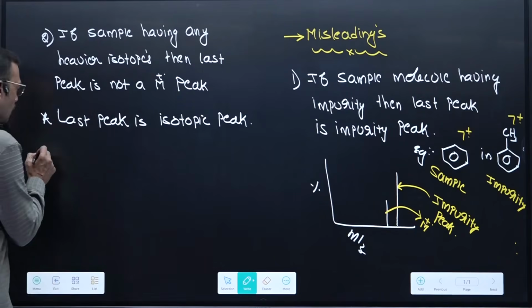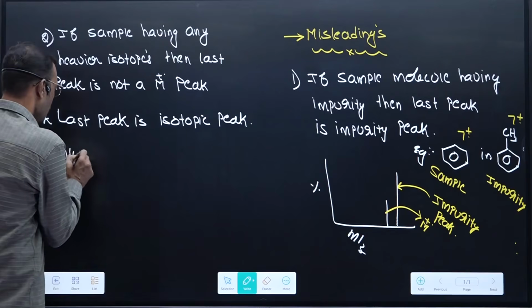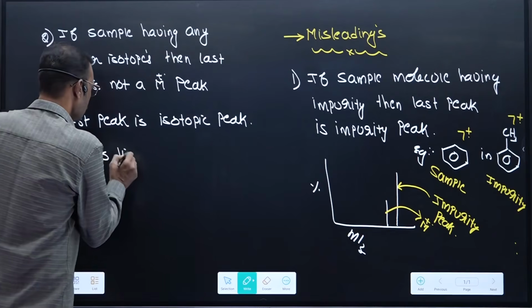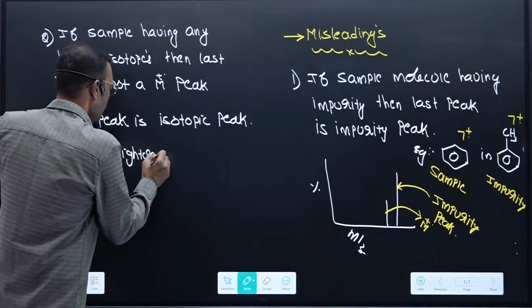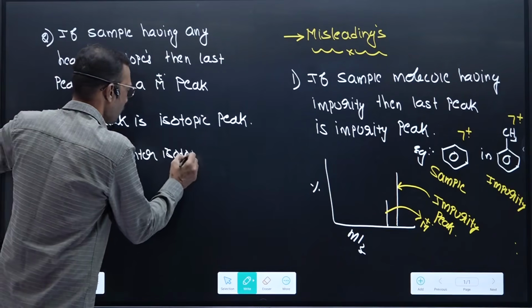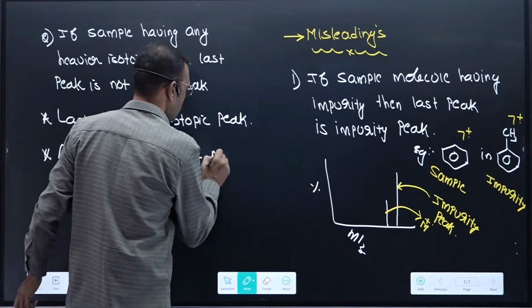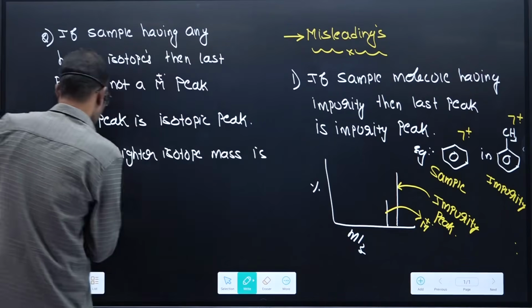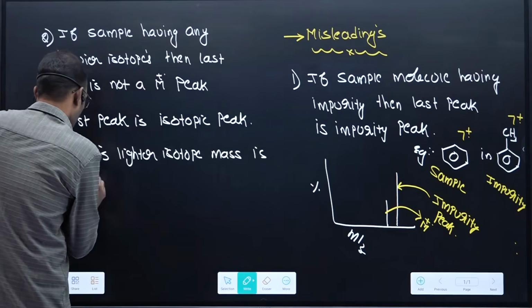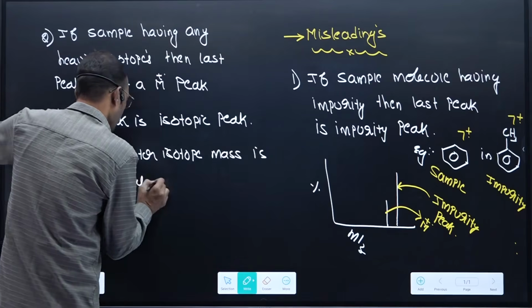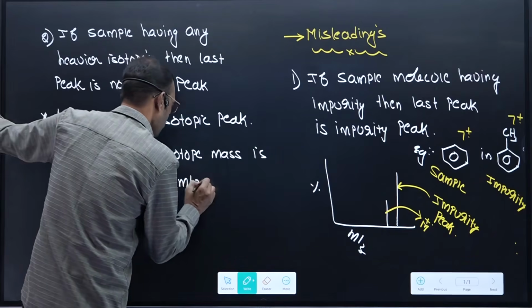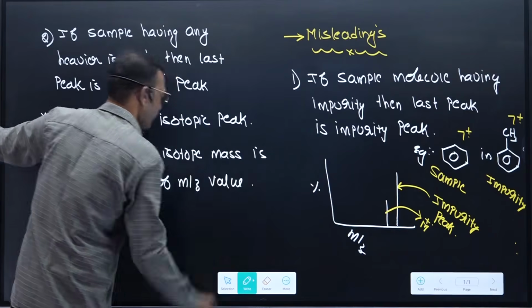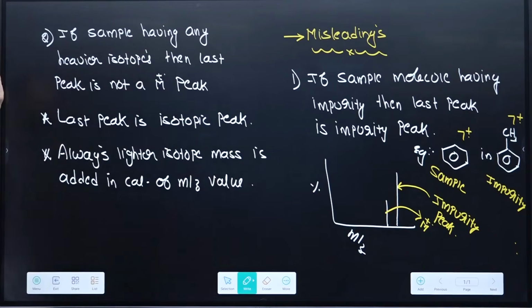Okay? So always remember, the lighter isotope mass is added in the calculation of the M by Z value. Always the lighter isotope mass is added in the calculation of the M by Z value.